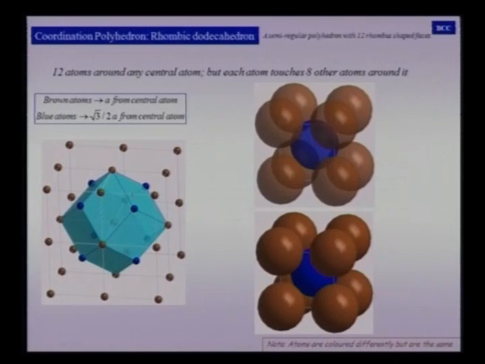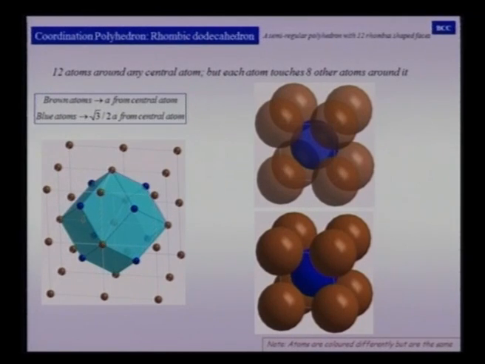We saw that there are 2 important non-regular solids which have the space filling property. One is the tetrakaidecahedron, the other one is the rhombic dodecahedron, and this rhombic dodecahedron is the solid you see here, which is the coordination polyhedron for the BCC structure.